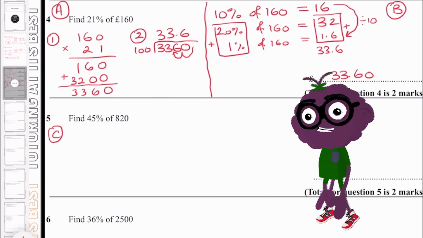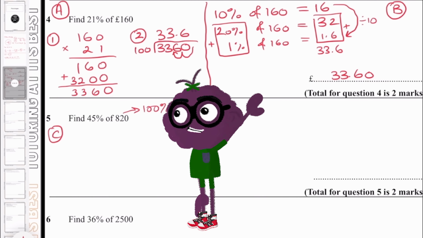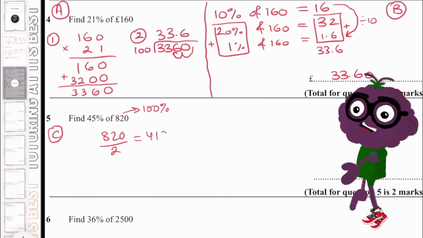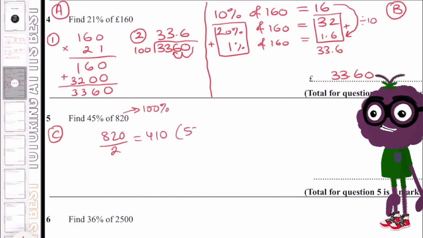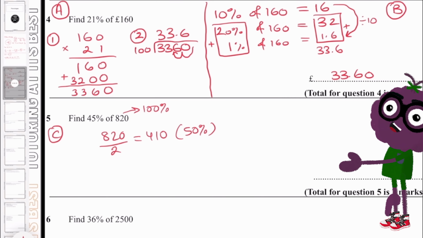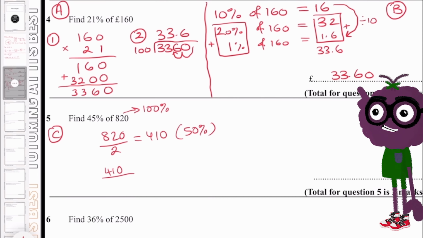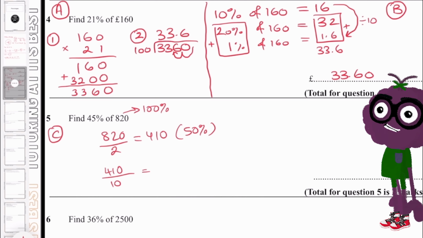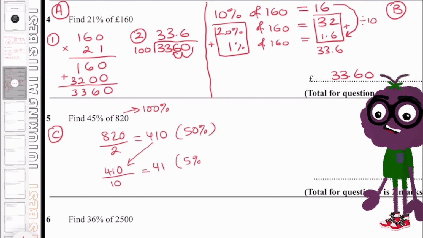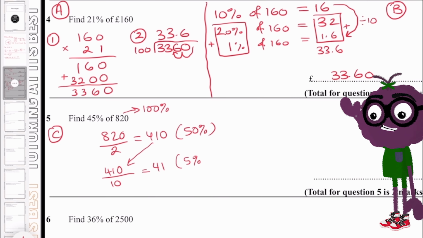Find 45% of 820. So again, we know 820 is seen as 100%. I'm going to go ahead and divide this by 2, which gives me 410. And that's going to be seen as 50%. I'm going to work out 5%. So I know if I have 410, which is 50%, and divide that by 10, that's then going to give me 41, which is 5%. Again, my answers come from here. I've divided it by 10, and I've got the value of 5%.